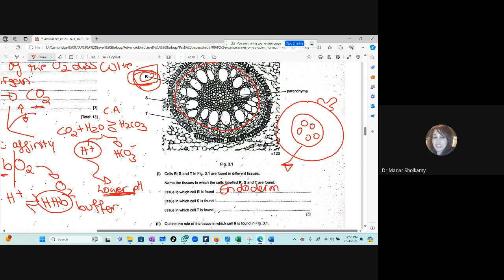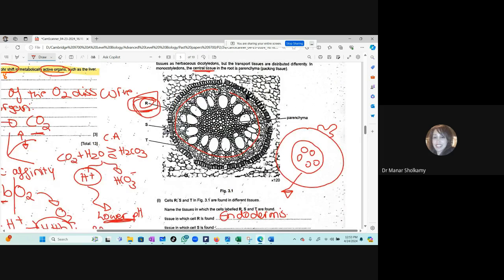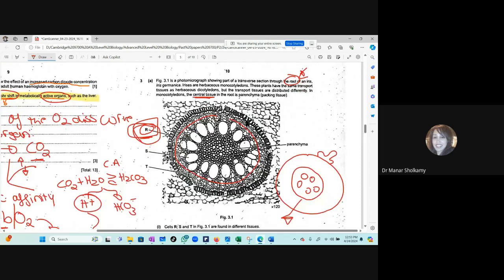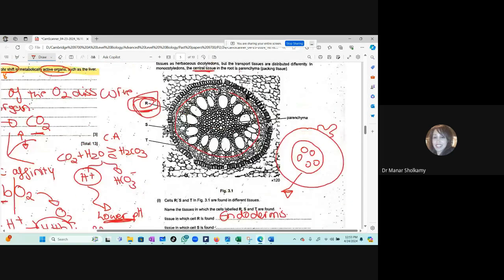Now, this is a tricky question, because a lot of you will say epidermis, and because the image here is zoomed in, the epidermis is not in the image. We have an external epidermis, and then we have an endodermis that blocks the transport of water, and then the water will change pathways, if you remember, from apoplastic to symplastic, and then it will reach the central xylem.